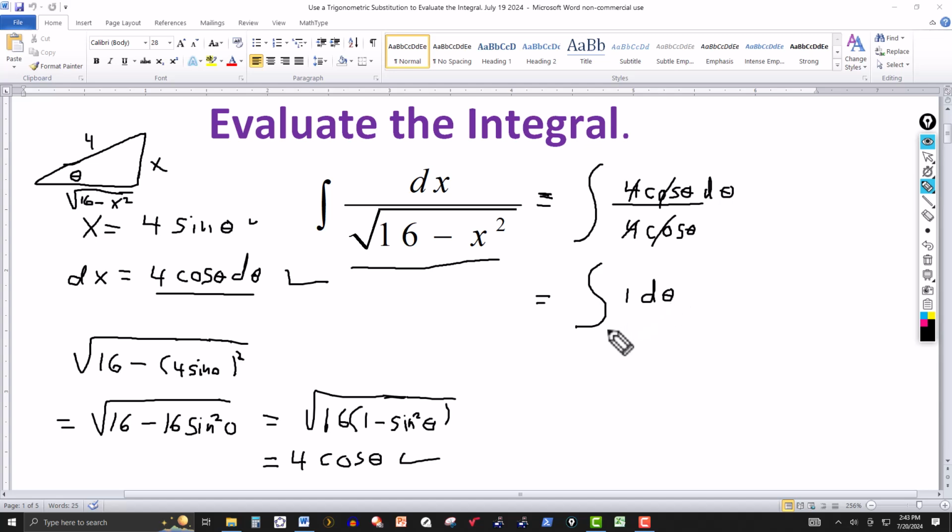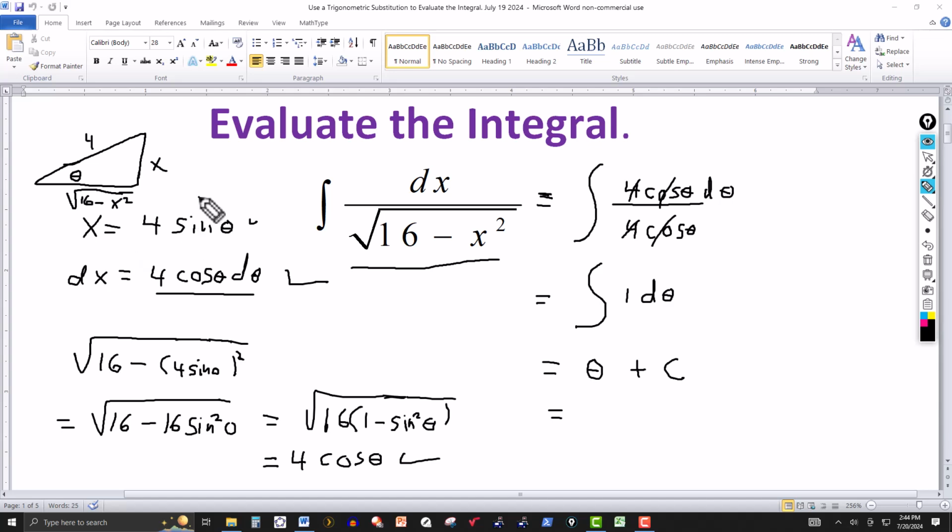And now we just integrate this with respect to theta. So the antiderivative of 1 with respect to theta, it's like if this were an x, this would be x. In this case it's theta, so this is theta. So the answer in terms of theta is theta plus c, the constant of integration. But the original integral involved the variable x, so all we have to do here is convert back to the variable x.